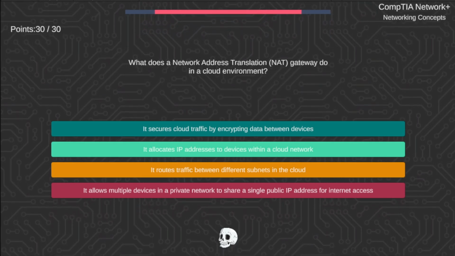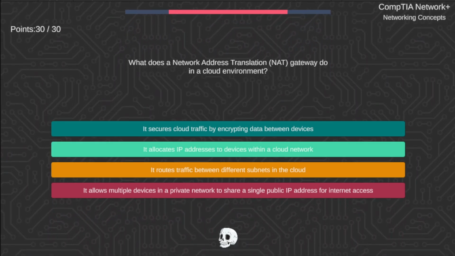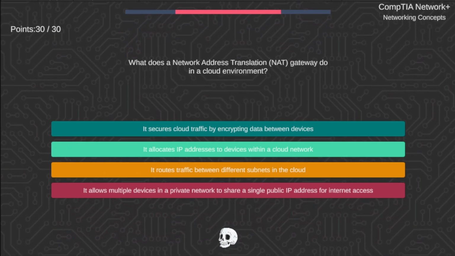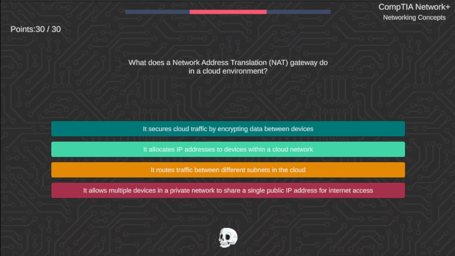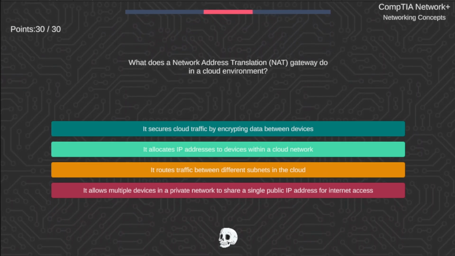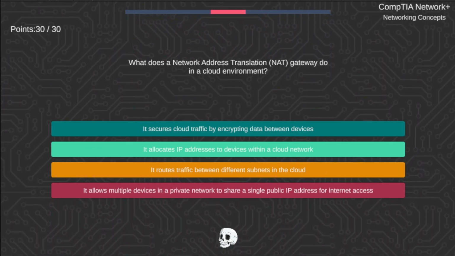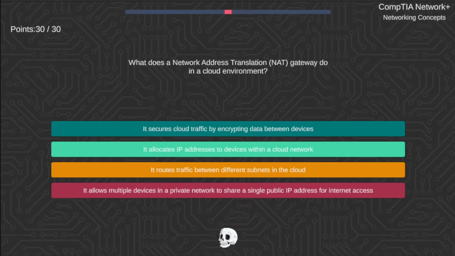It secures cloud traffic by encrypting data between devices. It allocates IP addresses to devices within a cloud network. It routes traffic between different subnets in the cloud, or it allows multiple devices in a private network to share a single public IP address for internet access. Network address translation, NAT, gateway in a cloud environment.